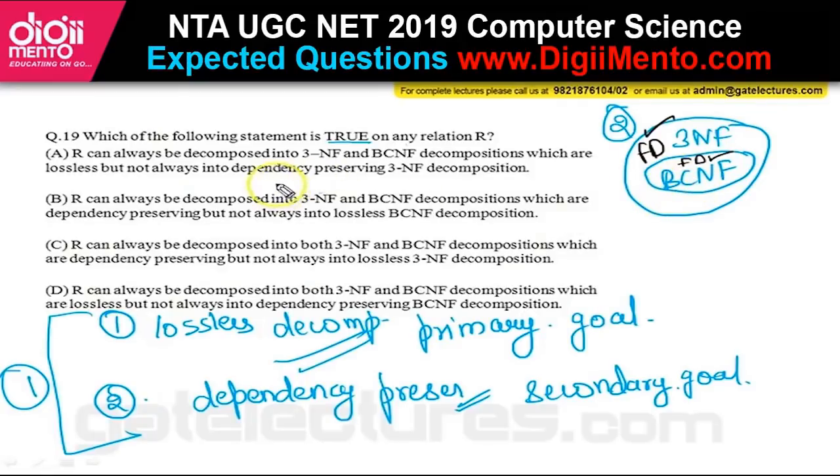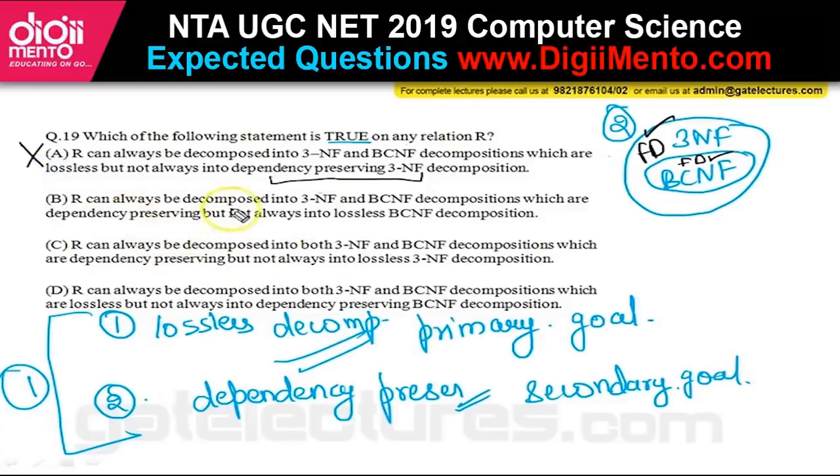Okay, so let's rule out the options one by one. The first option says R can always be decomposed into 3NF and BCNF decompositions which are lossless, but not always into a dependency preserving 3NF decomposition. They are saying that 3NF is not necessarily FD preserving, but we have just seen it is BCNF which is sometimes not dependency preserving. So A is the wrong option here.